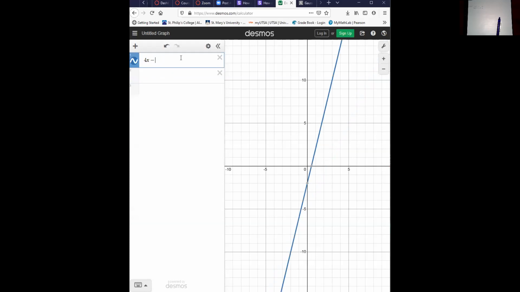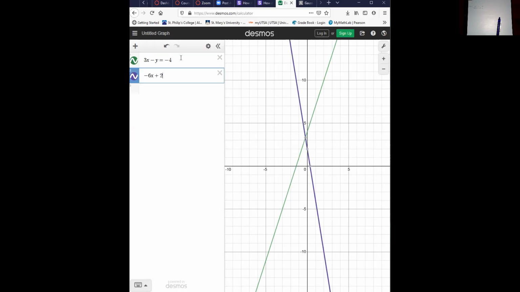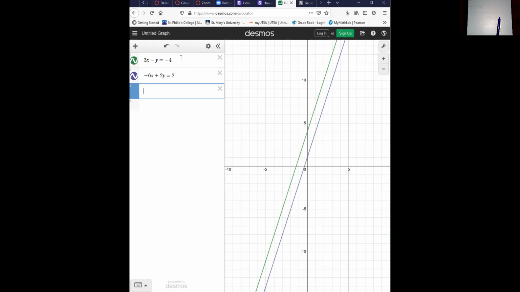So delete all this. 3x minus y is equal to -4, -6x plus 2y is equal to 2. You can see right away, right? They never intersect, ever. So there will be no solution. If you try to solve it, you'll get an error if you're using a calculator. If you use elimination, you'll get a false statement, or substitution, same thing.